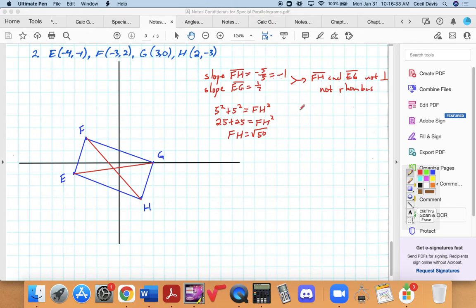Then for EG, it's going to be 1 and 7, so 1 squared plus 7 squared is EG squared. So it'll be 1 plus 49 is EG squared. EG is also the square root of 50. So what does that tell you about those two segments? They're congruent to each other. They have the same length.